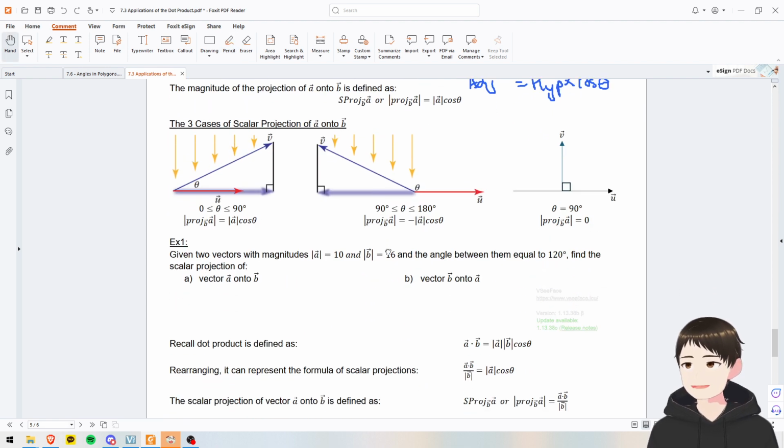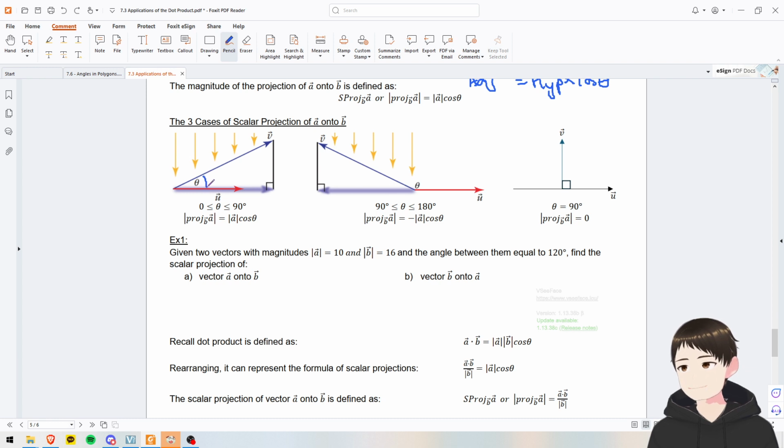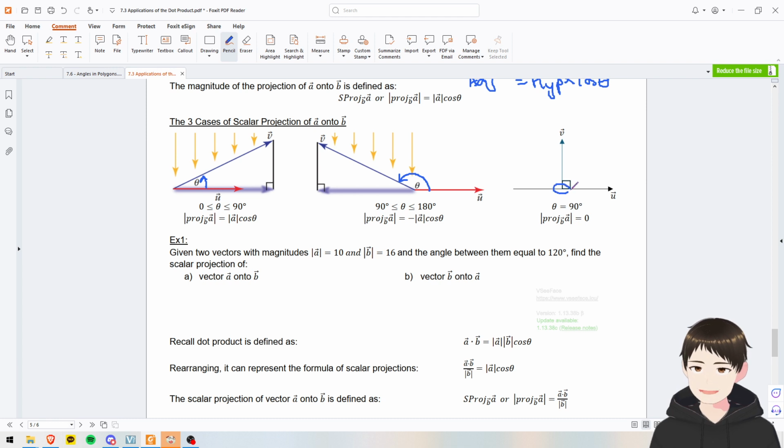So, three cases. We could have an angle smaller than 90 degrees, an angle larger than 90 degrees, or an angle at 90 degrees. Now this is easy. If the angle is 90 degrees, there's absolutely zero shadow being casted. So the projection is always going to equal 0, right? Which also makes sense because cosine of 90 degrees always equals 0. Easy, right?